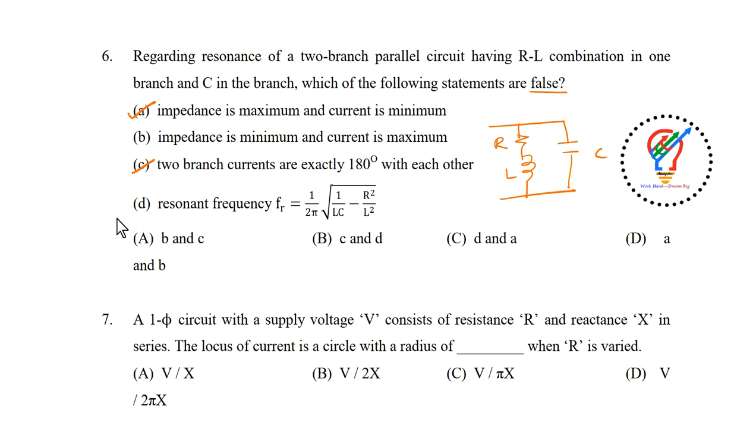The resonance frequency Fr is equal to 1 by 2 pi square root of 1 by LC minus R squared by L squared. So let me correct that here.